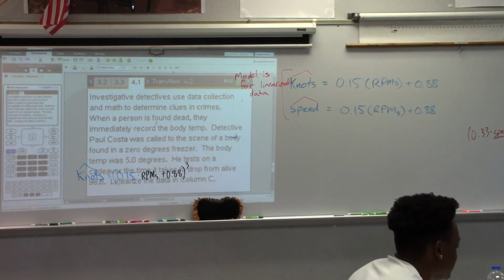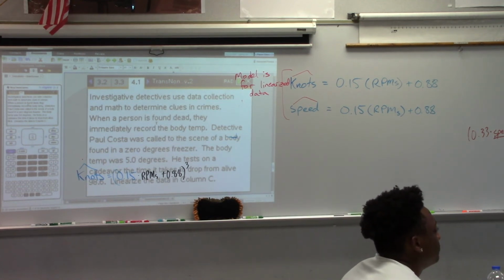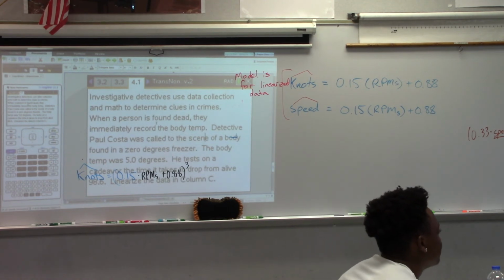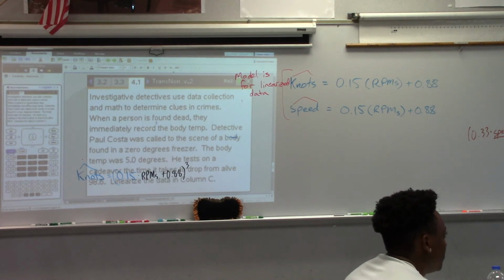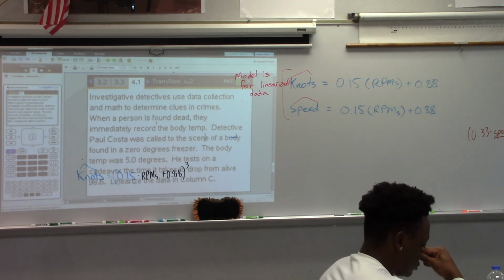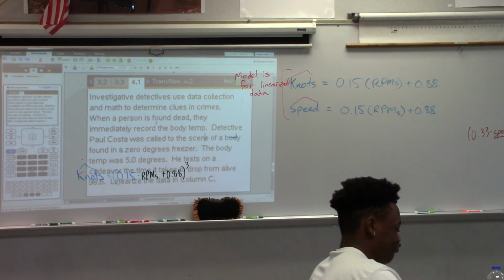Does it really? I want you to think about time. Does time ever care about other things going on around it, or does time just kind of move forward? The amount of time the person has been dead is independent. How long they've been dead determines the body temperature. So what's the independent variable? Time. Death time. That's what I want you to know. So time after death, right?